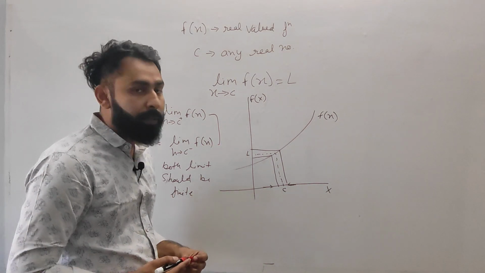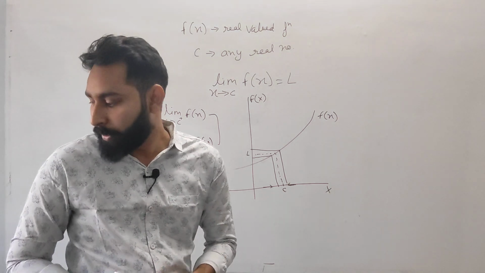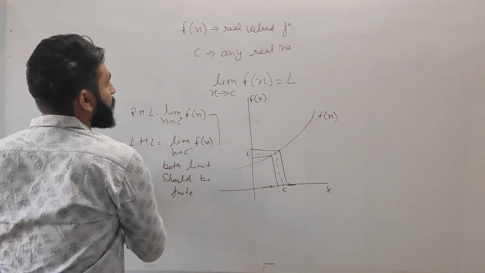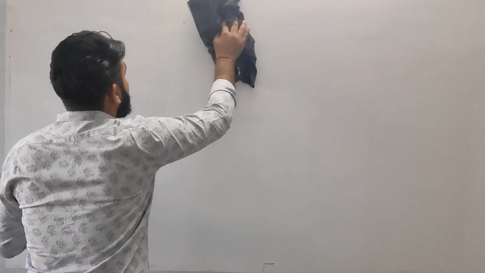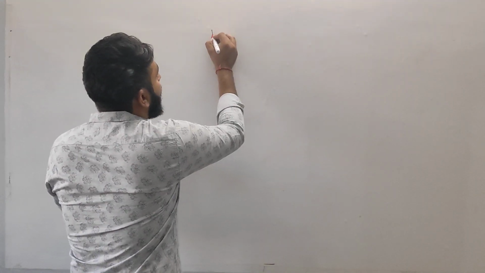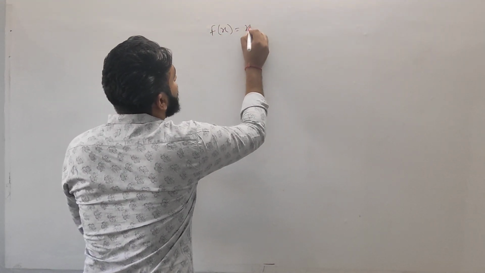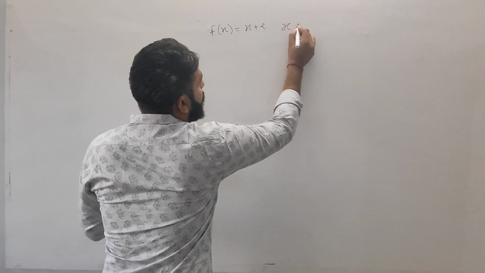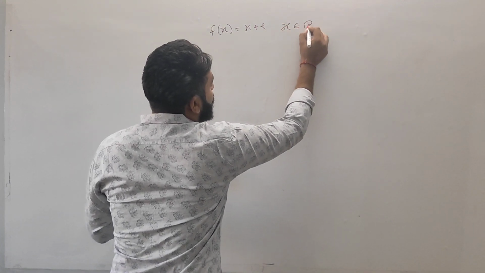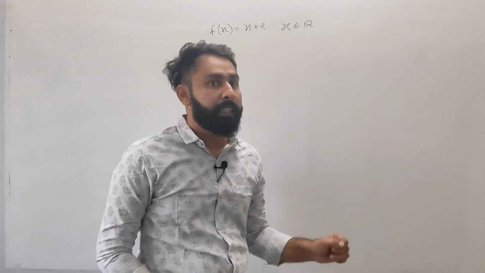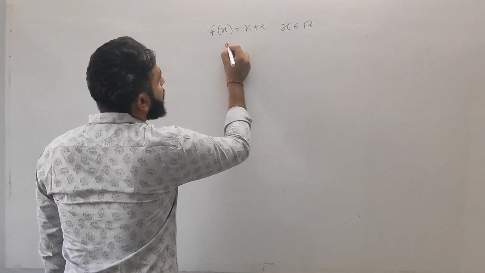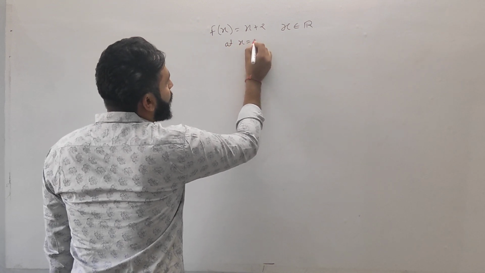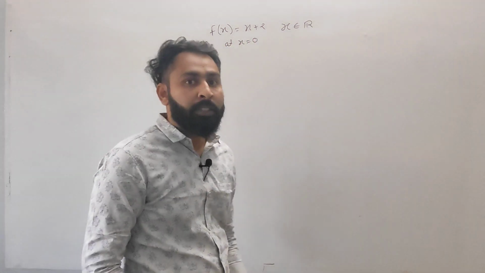Now we see one example where the limit exists. So first we take the function f of x is equal to x plus 2, where x belongs to R. We take a simple linear function. We check the limit at x is equal to 0. Does the limit exist or not?